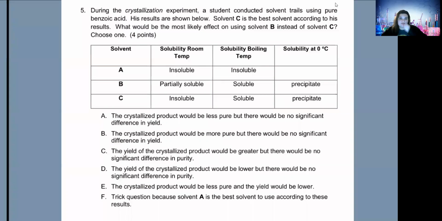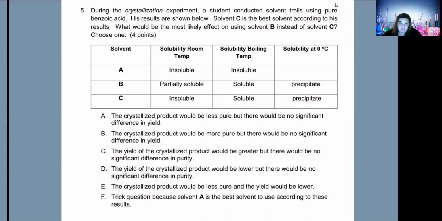Alrighty, guys, let's run through this. During the crystallization experiment, a student conducted solvent trials using pure benzoic acid. The results are shown below. Solvent C is the best according to these results. What would be the effect of using B instead of C? We can only choose one answer here.